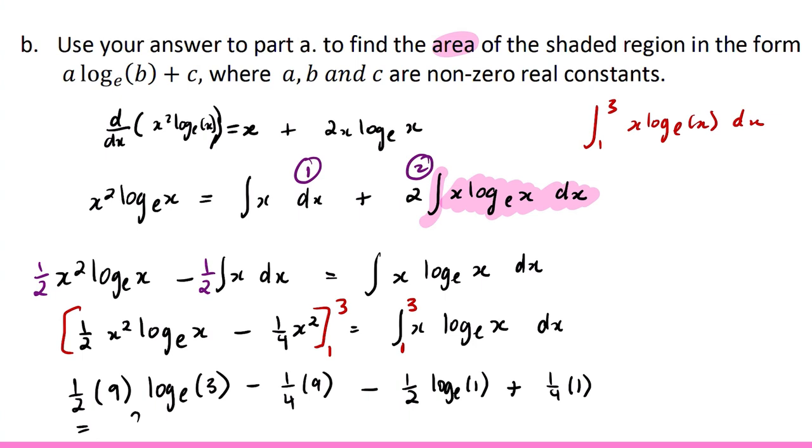All right, simplify this as you can, so that's 9 on 2 log e 3 minus 9 on 4 log e 1, which is just 0, and then plus 1/4. Can we do much to simplify it? Well, that'll just be 9 on 2 log e 3, and then minus 9 on 4 plus 1 on 4 will be negative 8 on 4, which is just 2. And because it's area, it's units squared.